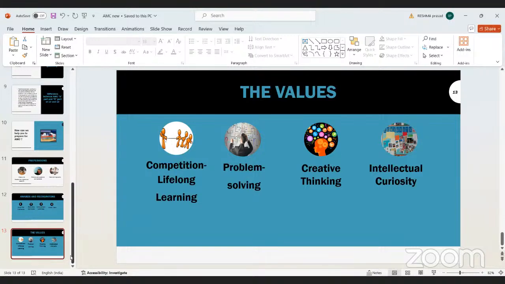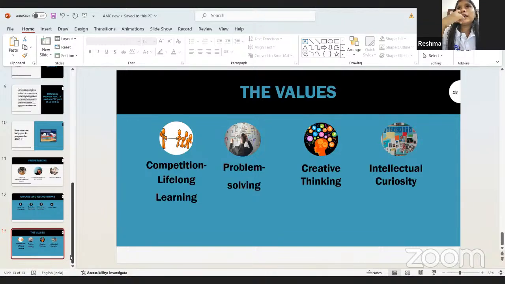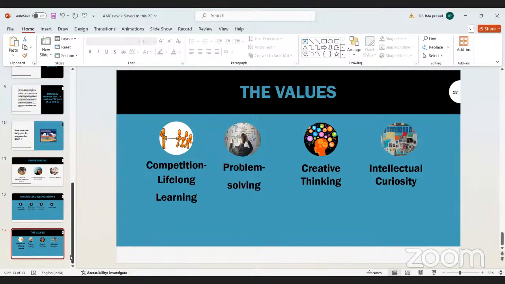Ma'am, will the books be sent as a PDF, as an ebook, or will it be a hard copy? It's an ebook. If you want the hard copy, that also we can send to you. But for that, we will be charging the courier charges also. Okay, ma'am. Thank you.